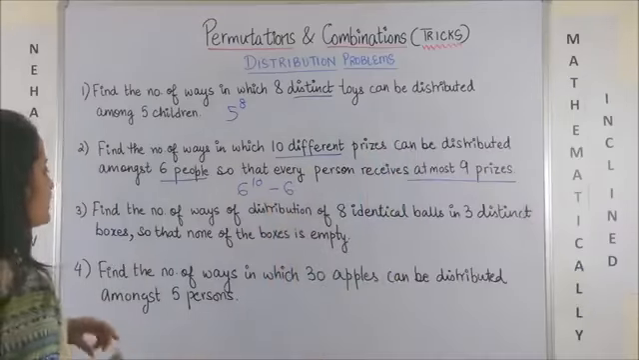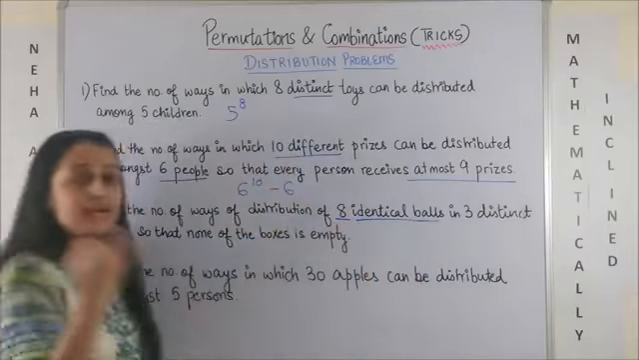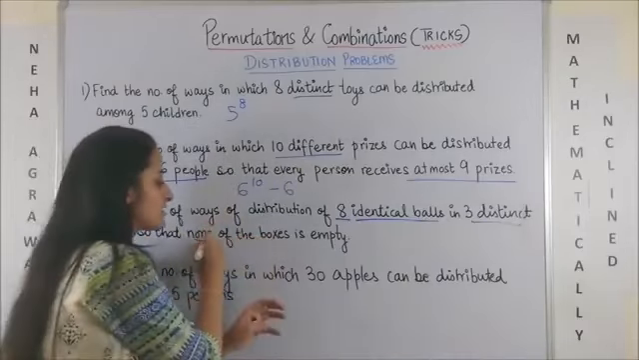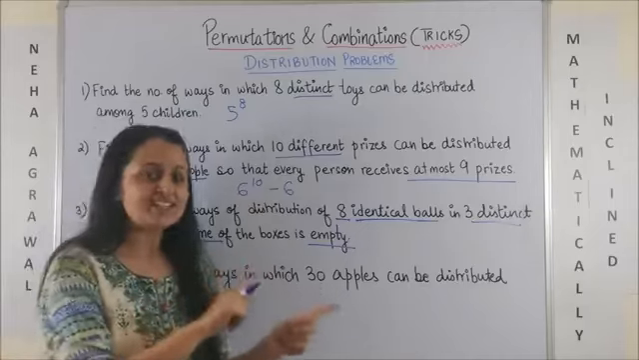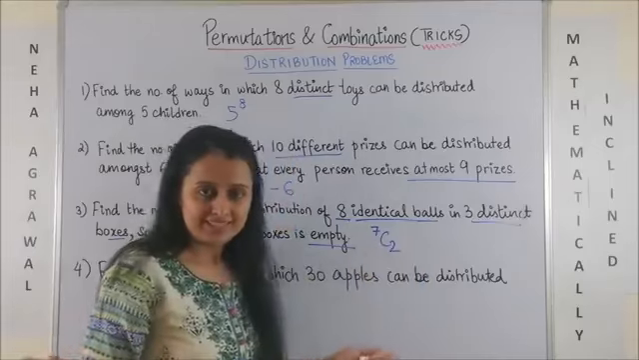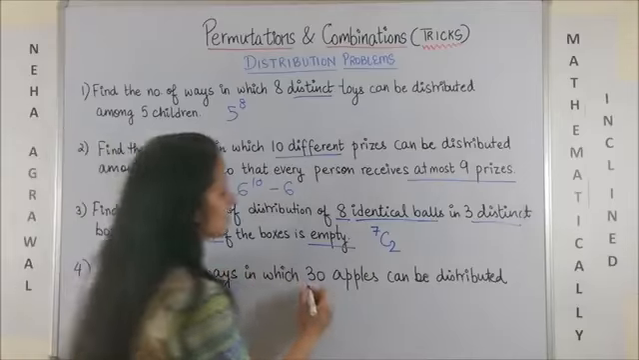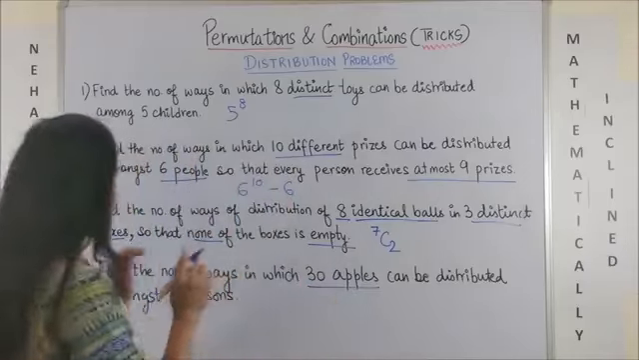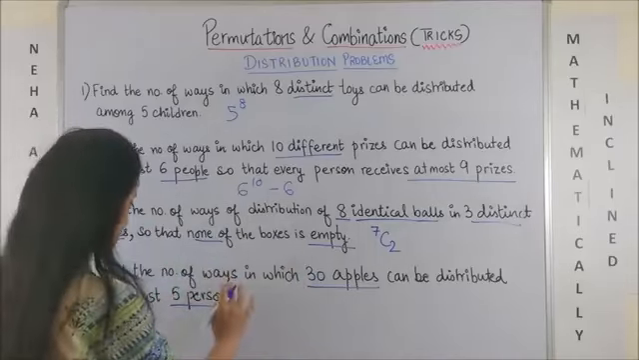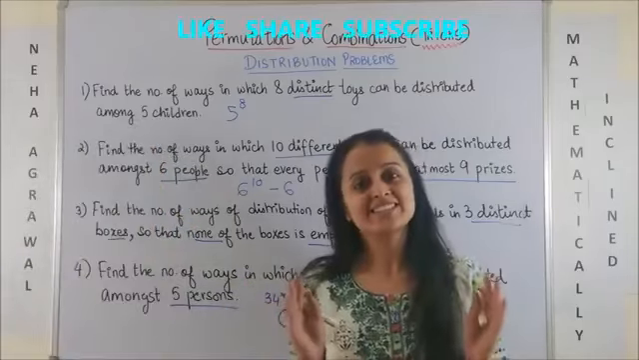That's it. Third one, it says find the number of ways of distribution of 8 identical balls in 3 distinct boxes so that none of the boxes is empty. And the answer to this one should be 7C2. That's it. And the last one, it says find the number of ways in which 30 apples can be distributed amongst 5 persons. So this one should be 34C4. Yes, it is this simple.